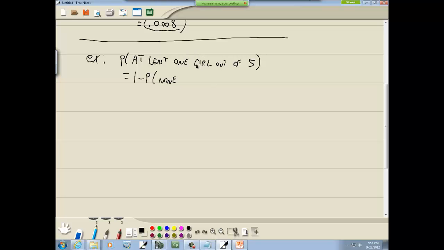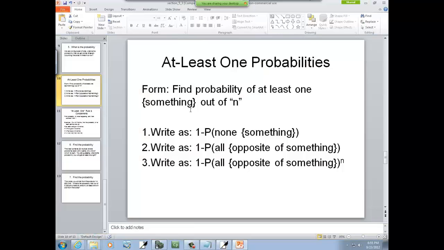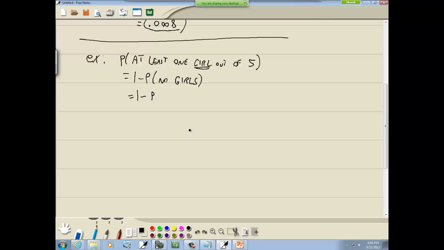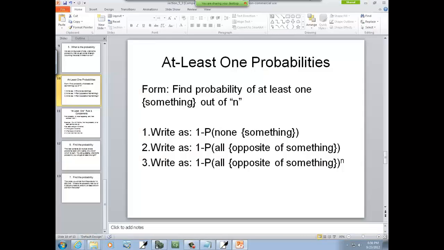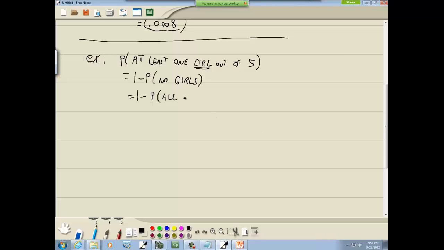The something, at least 1 girl, this will be our something, the girl. So none girl, no girls. Maybe that'd be better math or English-wise to say that. Remember I said none or no. So 1 minus probability of no girls. Well, then we rewrite it as 1 minus probability of all. So the no or none changes to all. And then we go the opposite of girls. See, we got something here, and this is opposite of something. So opposite of girls is boys.